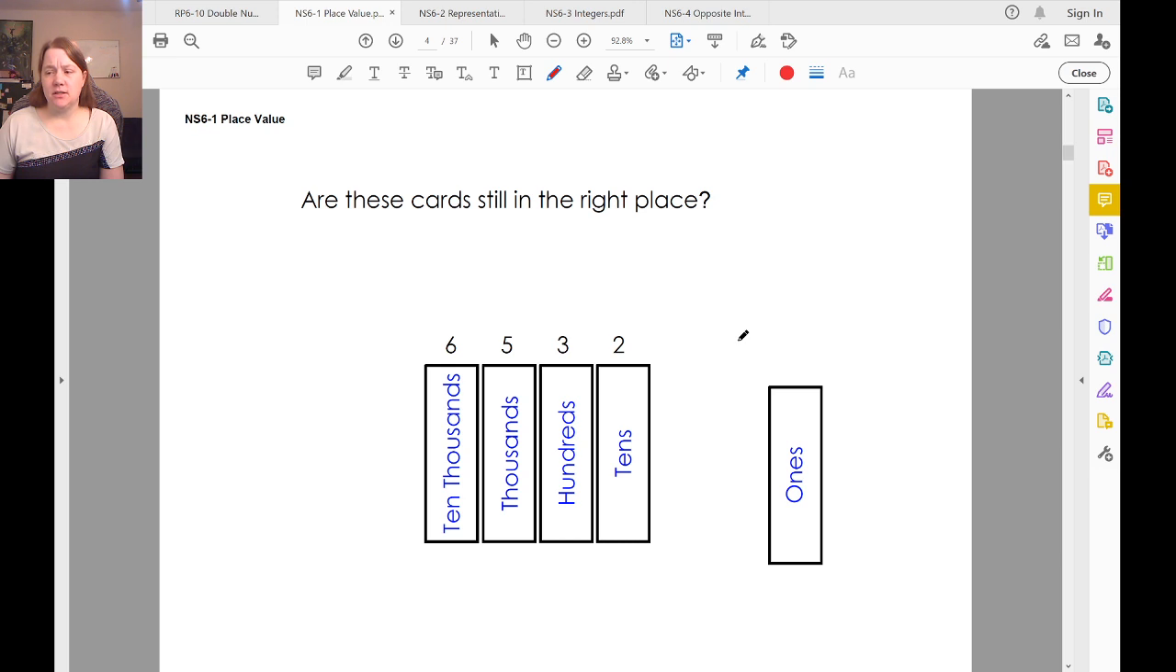Are these cards in the right place? They shifted the ones away and they put tens, hundreds, thousands, 10,000s. While tens, hundreds, thousands, 10,000s are in the correct order, the cards are not in the correct place because there is no ones place. This is missing. This doesn't exist, which means that all of these need to all be shifted over 1 place value to make room for our ones.